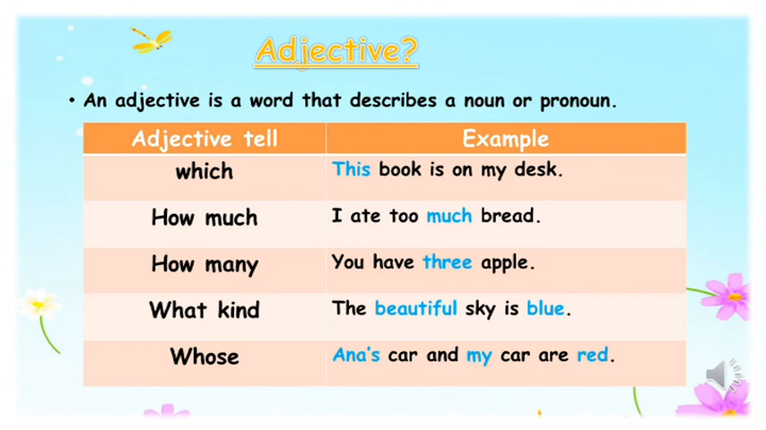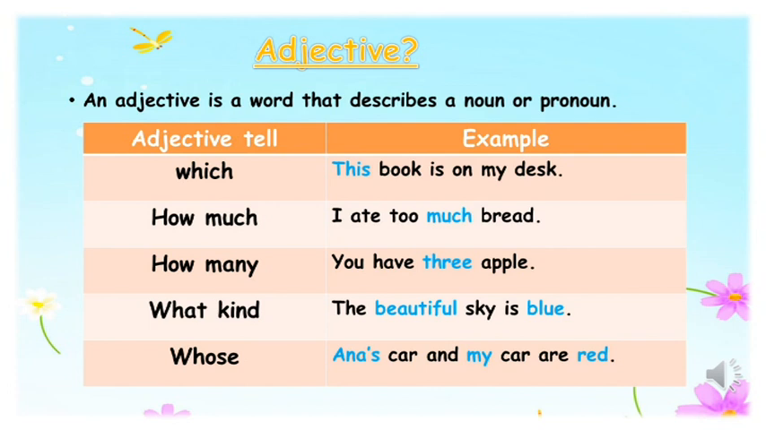Now let's look at an example of an adjective that tells us how much. I ate too much bread. Do you see the adjective in the sentence? The adjective is much. That adjective describes the noun bread. It tells us how much bread. How much bread? Much bread.